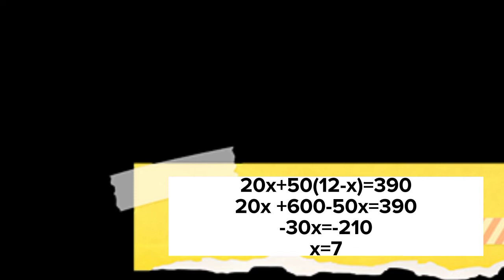Then how can we find x? So we need to divide, and we will put negative 30 in the denominator. So negative 30x divided by negative 30 equals x. Next, negative 210 divided by negative 30 equals 7. As a result, we find out that x equals 7. And so, y equals 12 minus 7, and y is equal to 5.